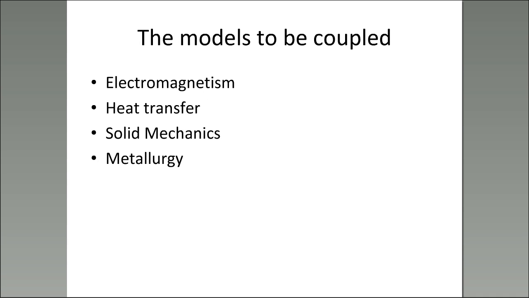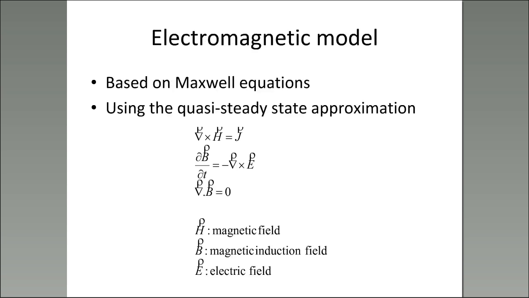So as we said, mainly when we speak about EPM for solid-state forming processes, we have four main fields of physics which appear: electromagnetism, heat transfer, solid mechanics, and metallurgy. So speaking about the models, the electromagnetic models are classically based on the Maxwell equations, where you have the classical Maxwell equation relating the curl of the magnetic field to the current density.